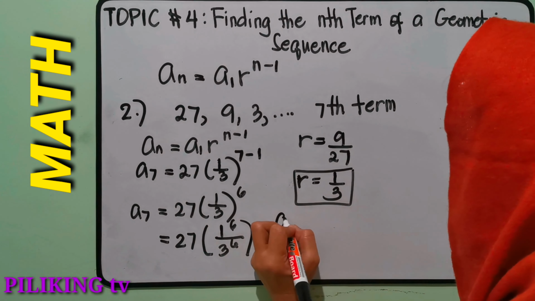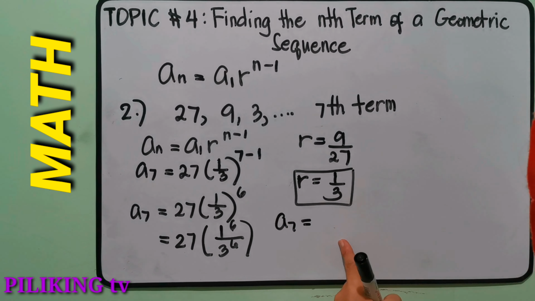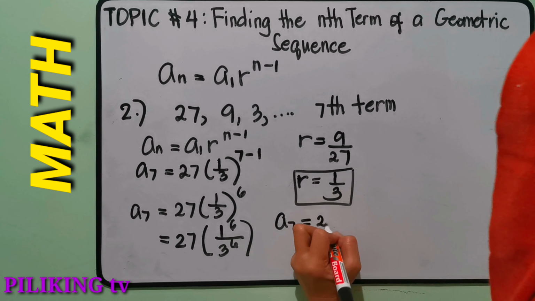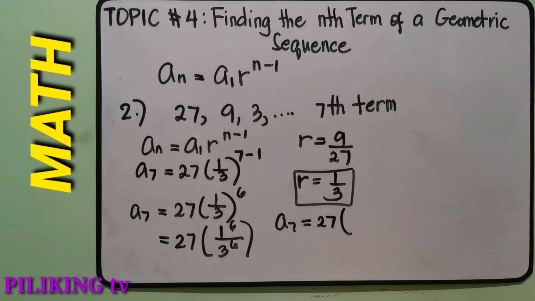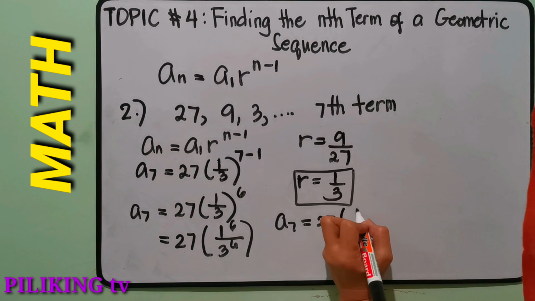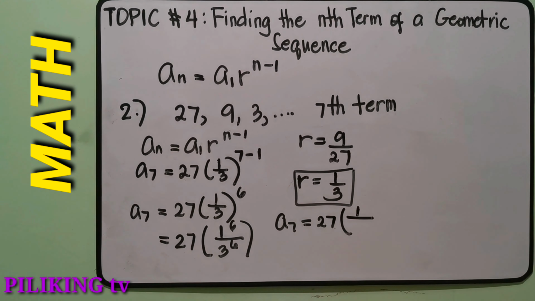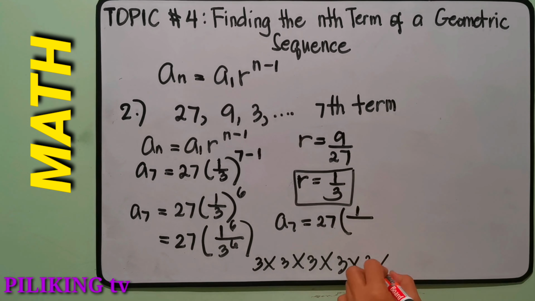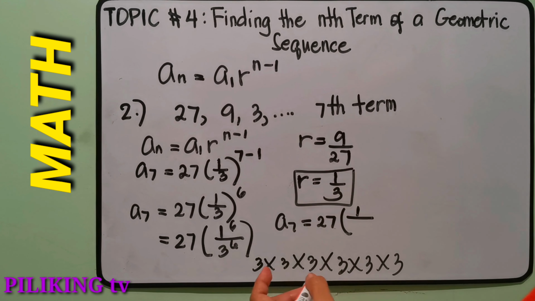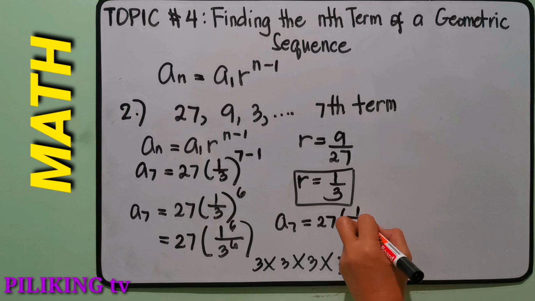Okay, so let us continue finding the seventh term. So a sub 7 is equal to 27 times 1 raised to 6, which is still 1. How about 3 raised to 6? So it means you have to multiply 3 six times. So 3 times 3 times 3 times 3 times 3. Okay? So what is 3 raised to 6? That is equivalent to 729.